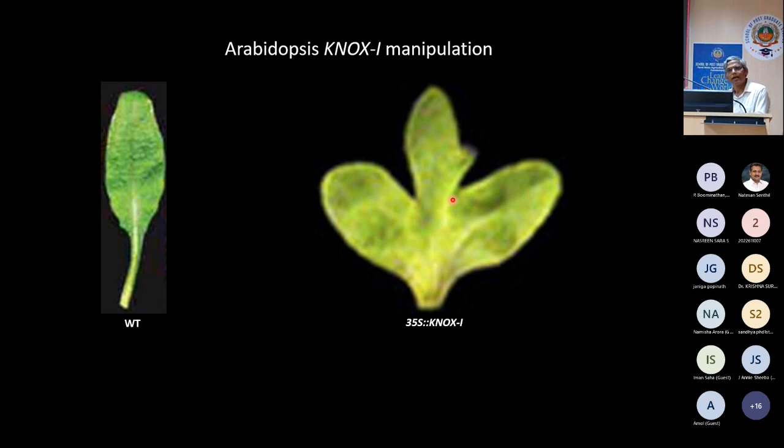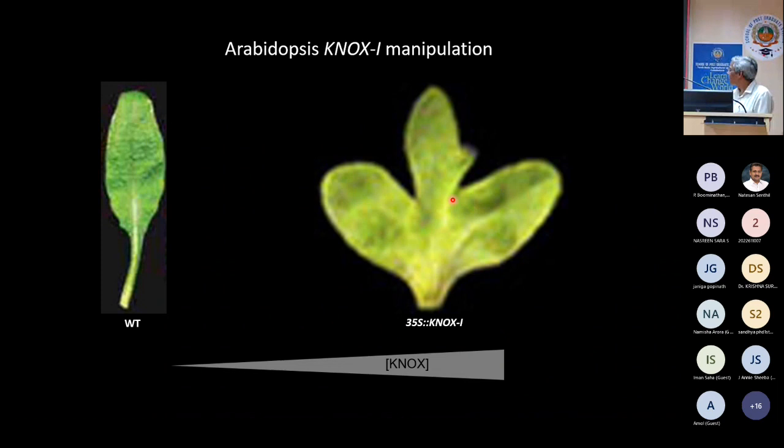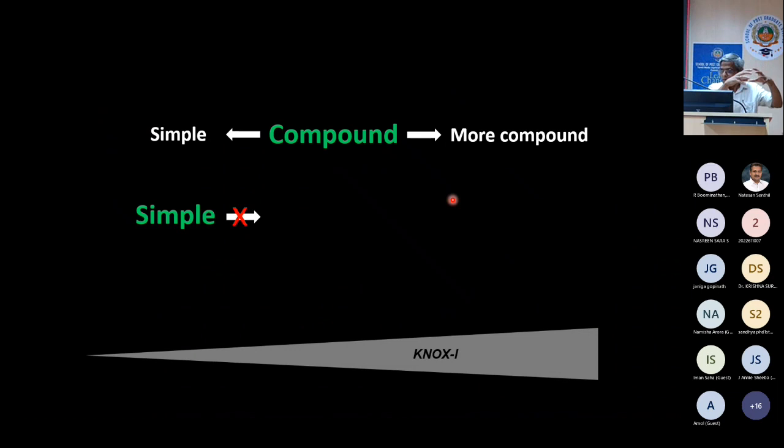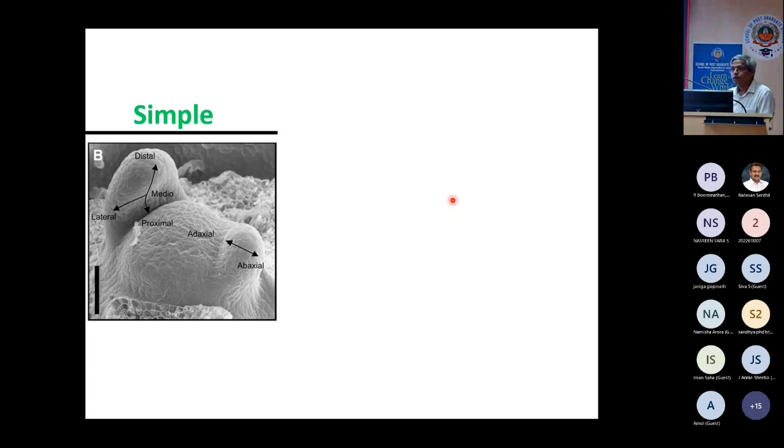The question is why you cannot, even though you are increasing, convert it into a compound leaf. So compound can be converted into simple or more compound. But what is already simple, you cannot convert into a compound leaf. The question is why, right? Is there something in the simple leaf area that is not letting NOX function at all? Stay there, don't come into the leaf domain. A very strong message: don't come here. And if it is so, then what are those genes? Are there any genes already known which are expressed in the leaf and suppress the NOX1? I will talk about it.